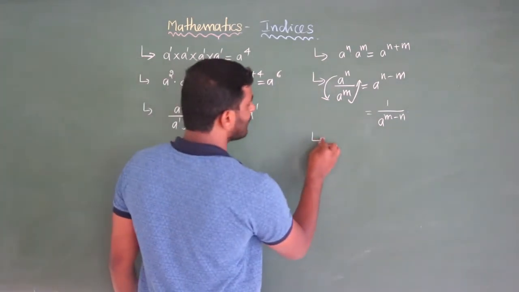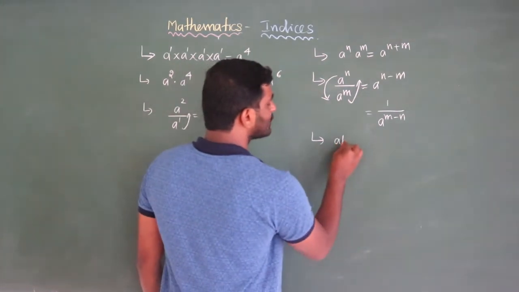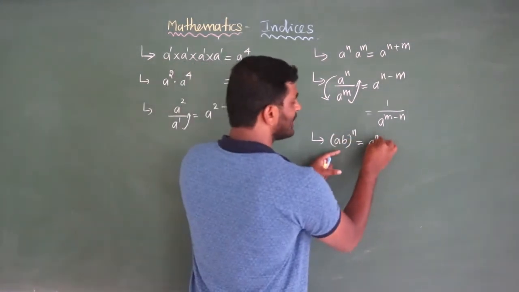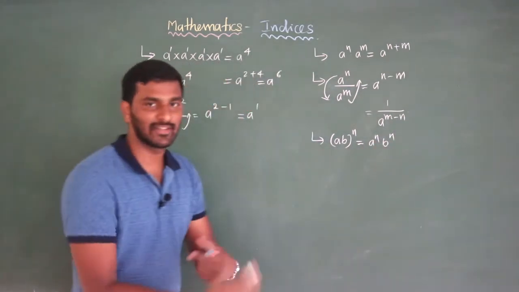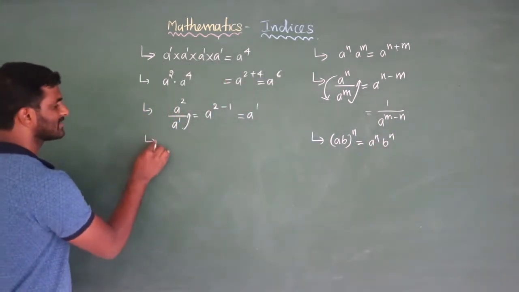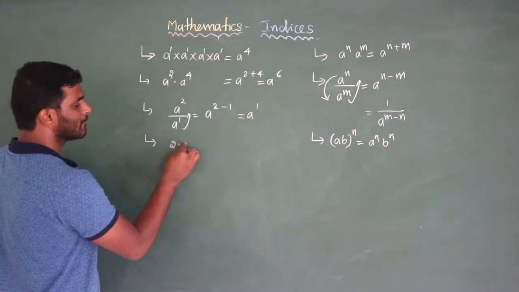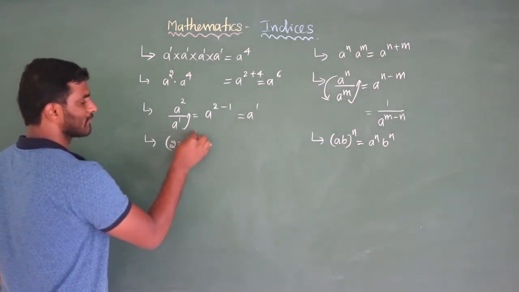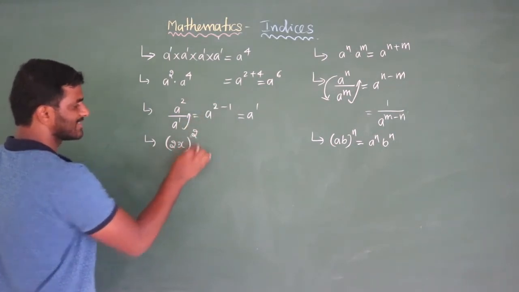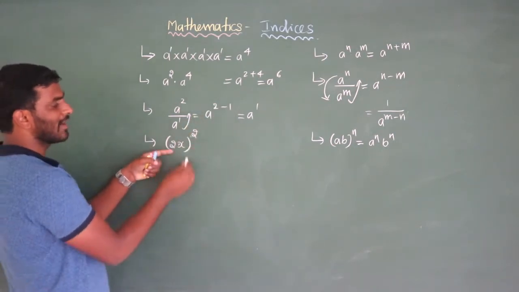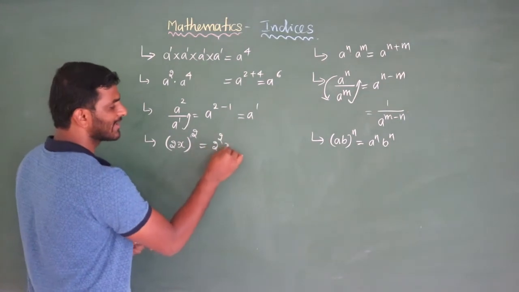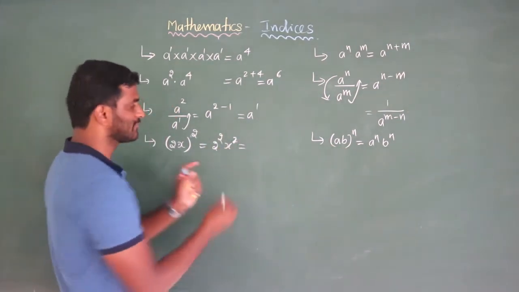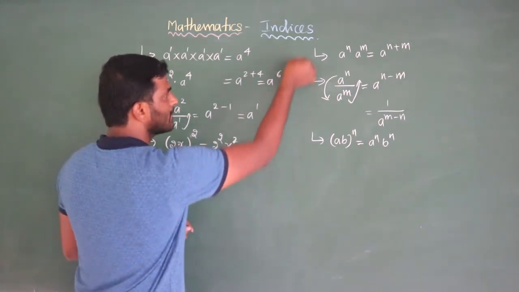The third formula: ab to the power of n is equal to a to the power of n into b to the power of n. For example, 2x to the power of 2, that is 2 square and x square using this formula. This is very simple. 2 square is 2 into 2, that is 4, so the answer is 4x square.